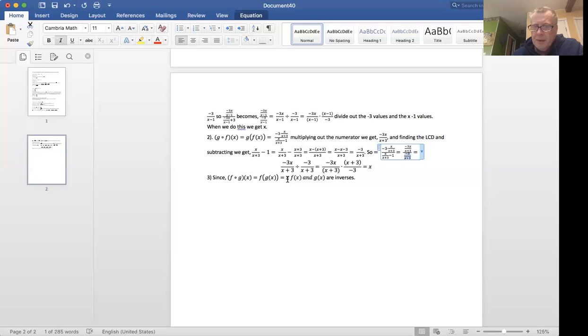So again, since f comp g of x equals g comp f of x equals x, f and g have to be inverses. I should put g comp f of x there. Sorry about that, and we'll fix that when I send it out. Have a good day.